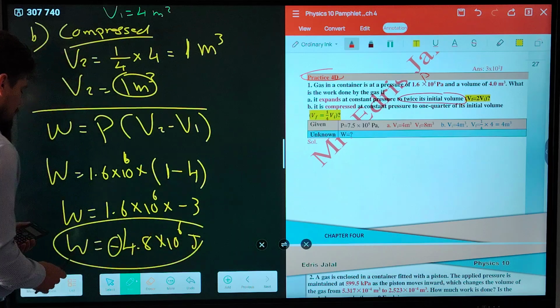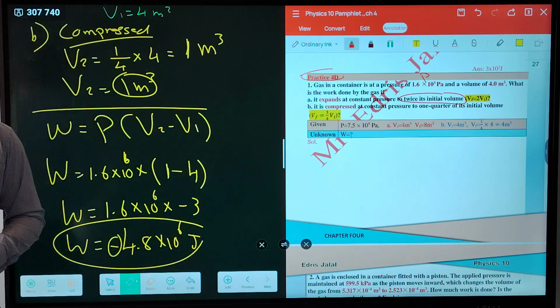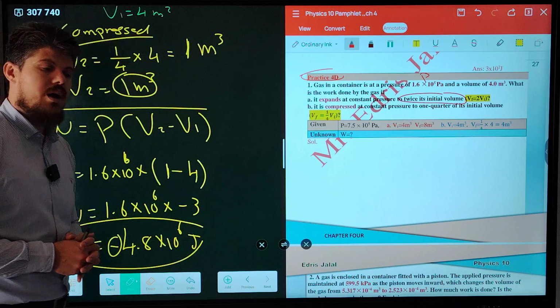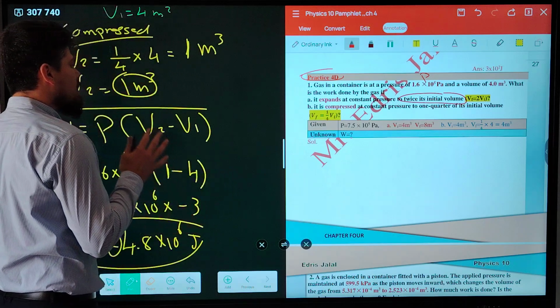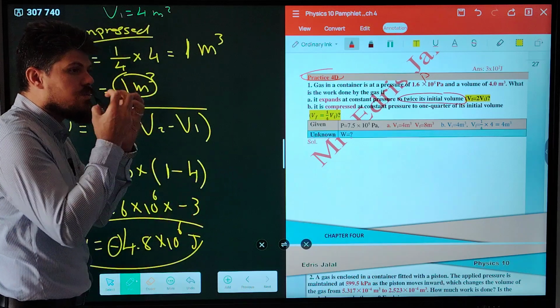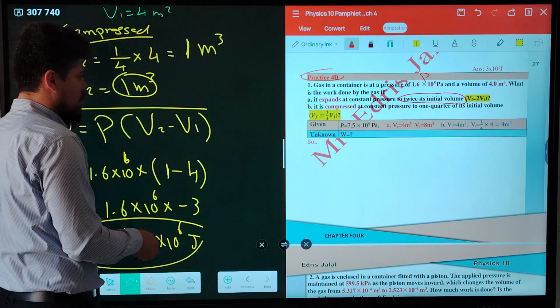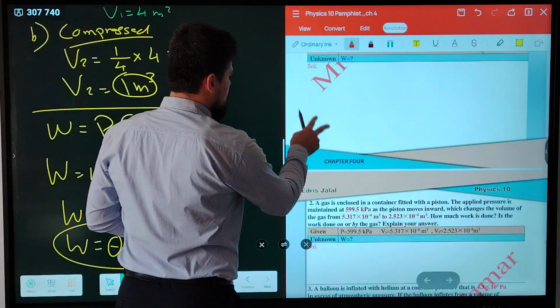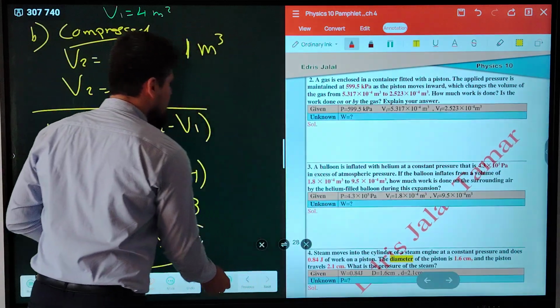What does the negative sign indicate here? It means that the system is compressed. The work is still done, but the system is compressed and the volume is reduced. The change in volume is reduced here. This is question 1.